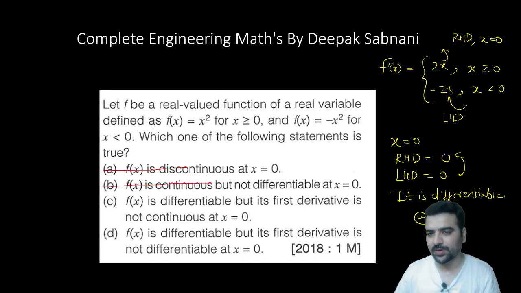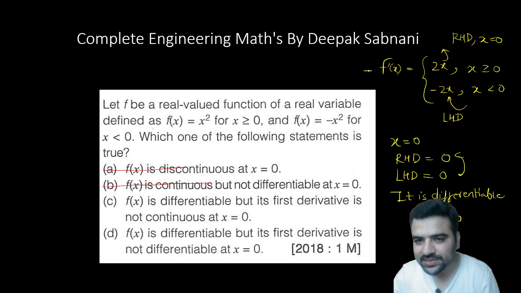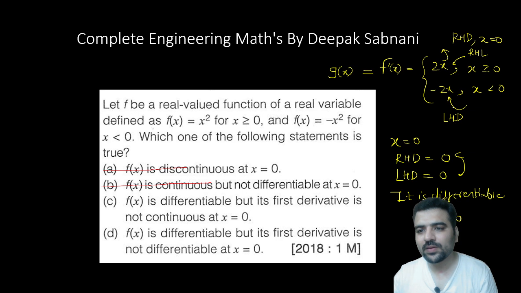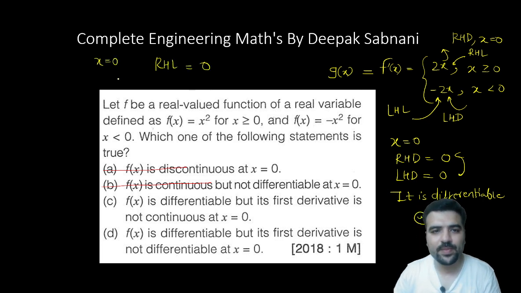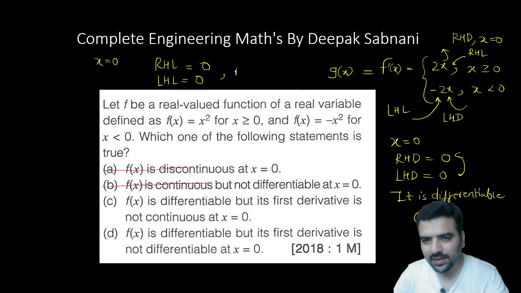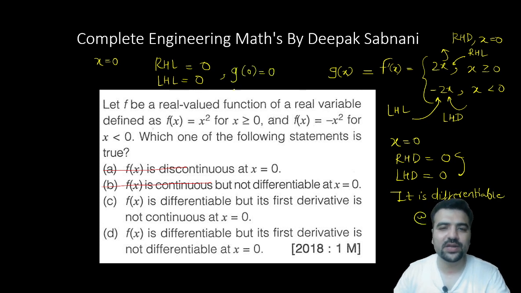Now we check whether the first derivative is continuous or not. So this is the first derivative. At x equal to 0, you have to check whether it is continuous or not. Take it as g(x), a new function. Is this g(x) continuous at x equal to 0 or not? So what is the RHL at x equal to 0? What is the LHL at x equal to 0? For g(x), RHL will be 0, LHL will be 0. Both are equal, and g at 0 is also 0. So it is continuous.